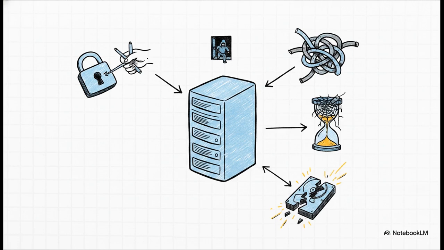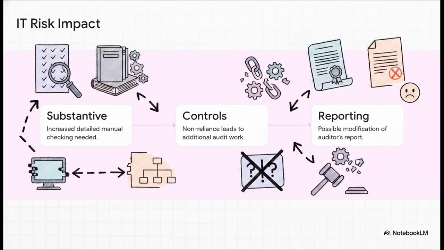We also have to watch out for a lack of segregation of duties, unauthorized system changes, failing to update programs, and of course the absolute worst-case scenario, a total loss of data. So what's the so what here? How do these IT risks cascade down and actually impact your job as an auditor? Well, first off, if we can't address these risks, it means we can't rely on the system's data. That leads to step 1.